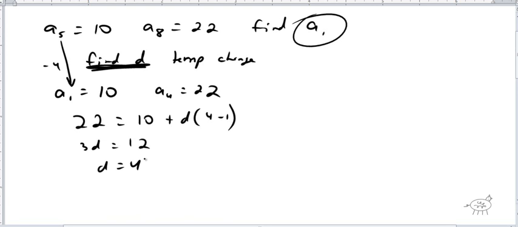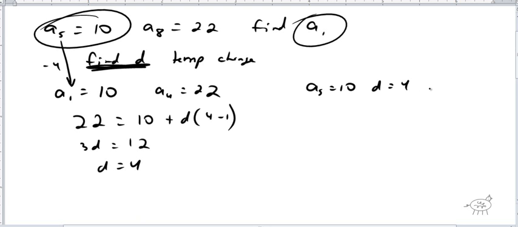Now I can go back to the original problem. It doesn't matter which one I use. I'm going to use a sub 5. So a sub 5 is 10, d is 4, and I want to find a sub 1. Pretty easy now, right?